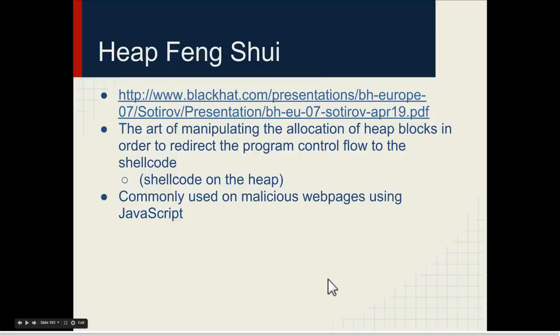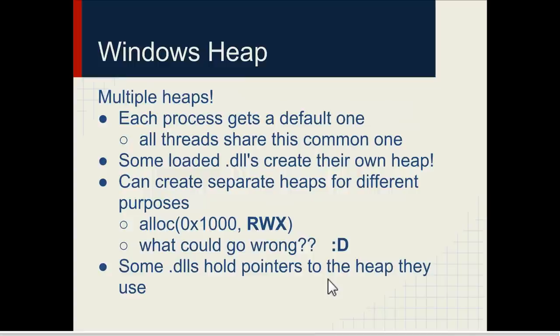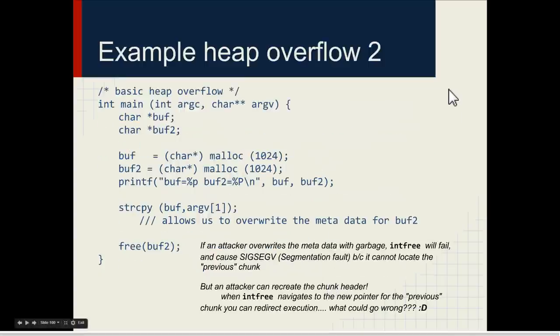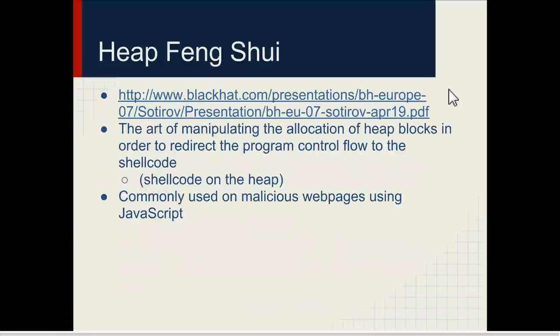So there's a pretty good presentation at Black Hat, I believe in 2007, involving something called heap feng shui. And essentially, it describes tactics to manipulate the allocation of heap blocks in order to redirect the program control flow to the shellcode. So I mentioned that here. Basically, if you recreate the chunk headers, in some cases, you can hijack control flow. So that's an interesting read if you want to explore that.